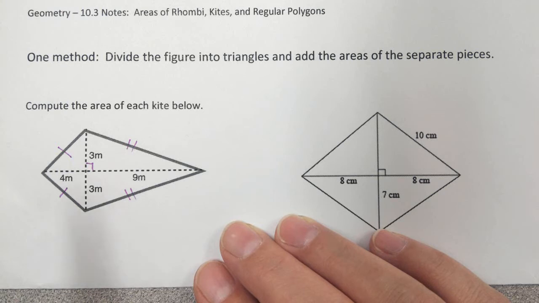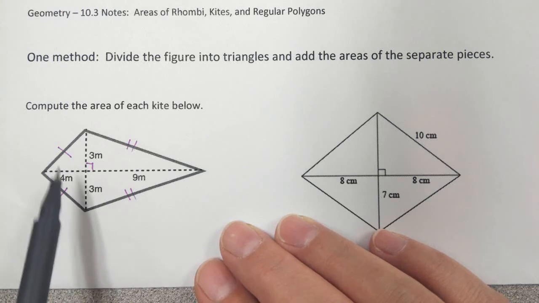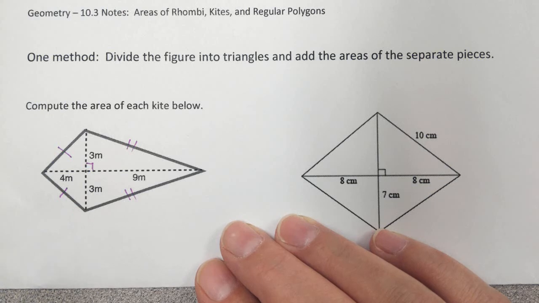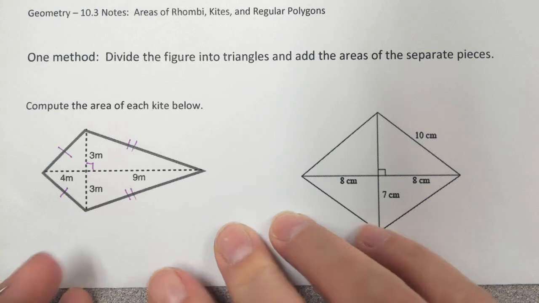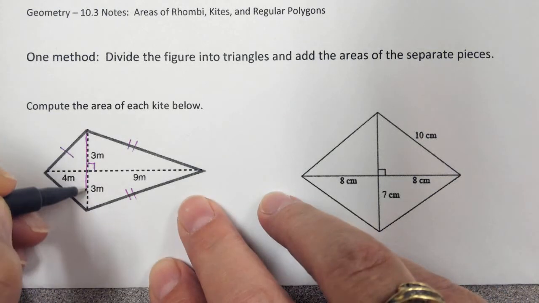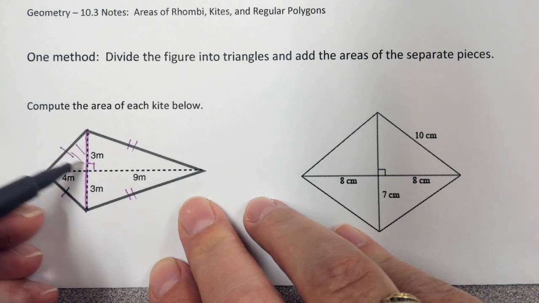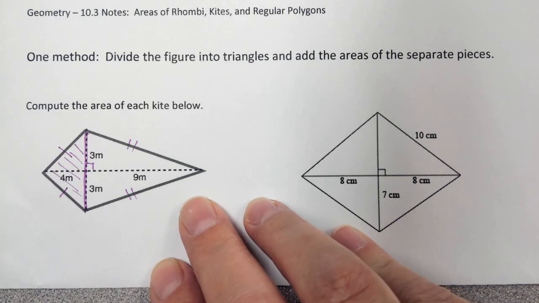I could also, if I want to do things the really longest way, find areas of the four separate right triangles in the picture and then add them all together. I don't want to work that hard, so I'm going to do two triangles. I'm going to divide them into the left half and the right half, or the left piece and the right piece. So the left piece, I'm going to outline in pink.